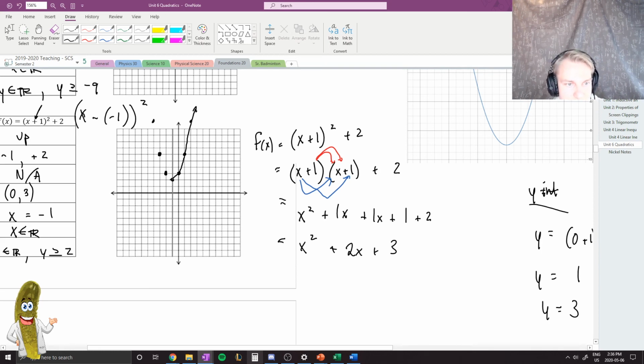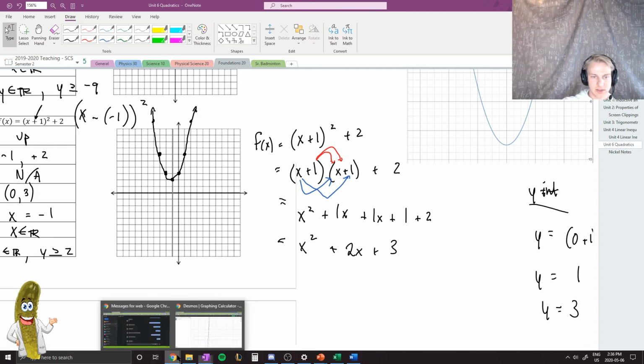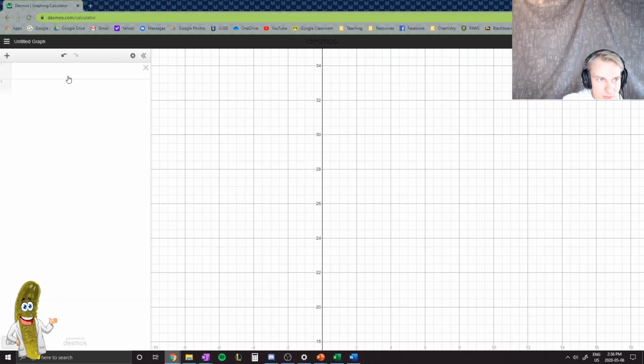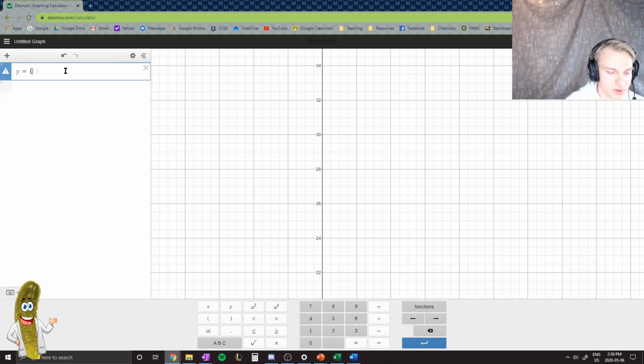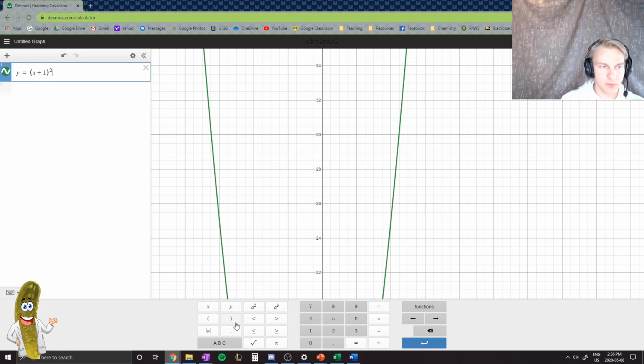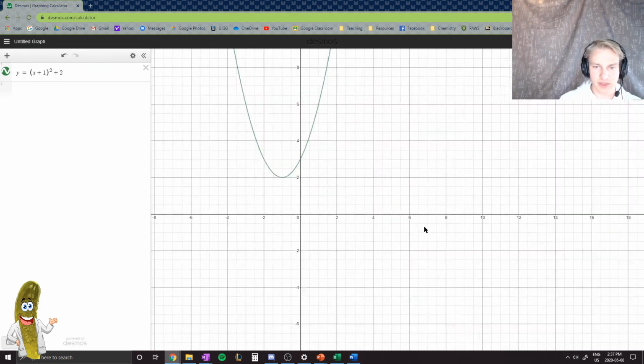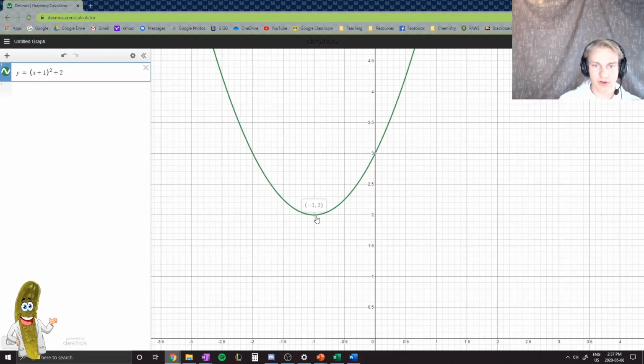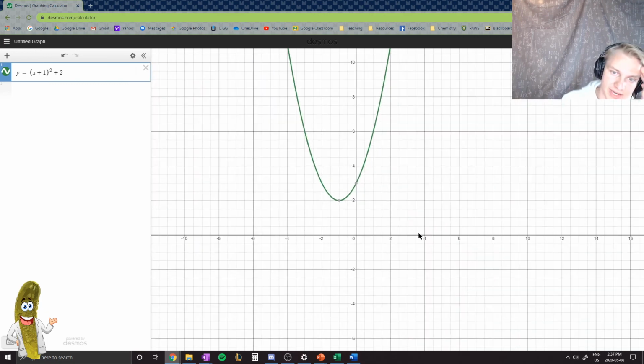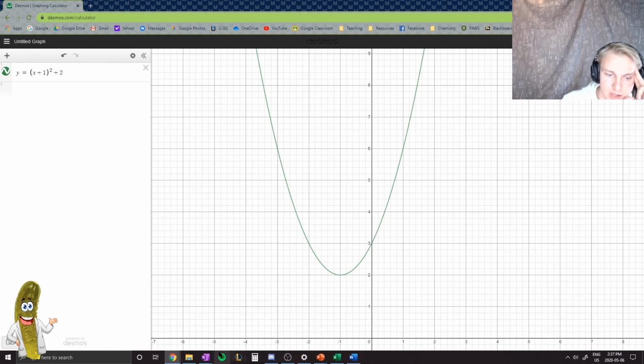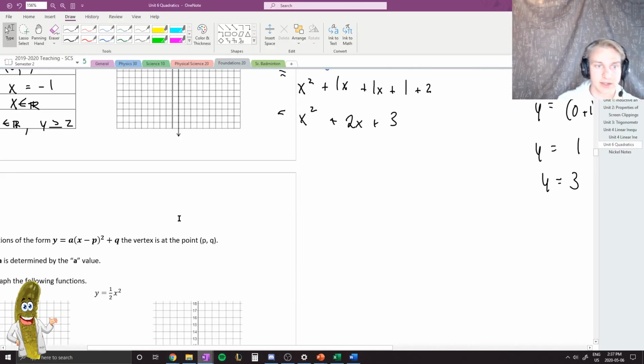Connect all of those dots like so. And then we have a graph that looks like that. We will check this in Desmos where y is equal to (x plus 1) squared, and then we were adding 2 to that. And we'll just confirm that this graph looks identical. We have a vertex of (-1, 2), which is correct, a y-intercept of (0, 3), and no x-intercept. So it looks like that graph was exactly as we had calculated there.